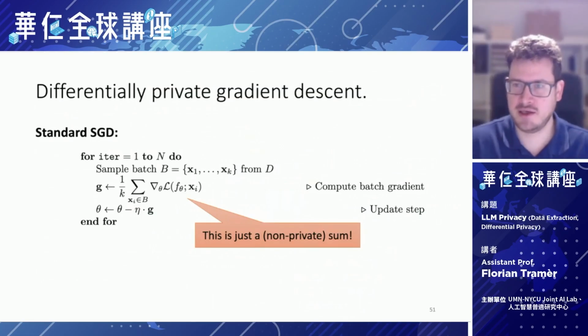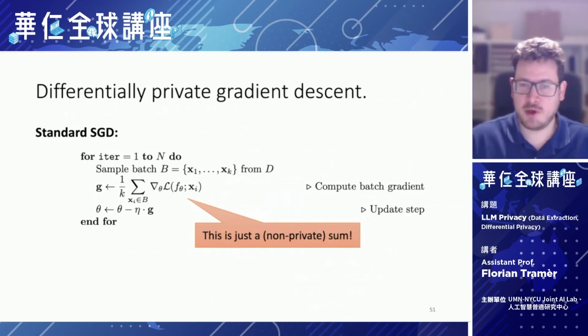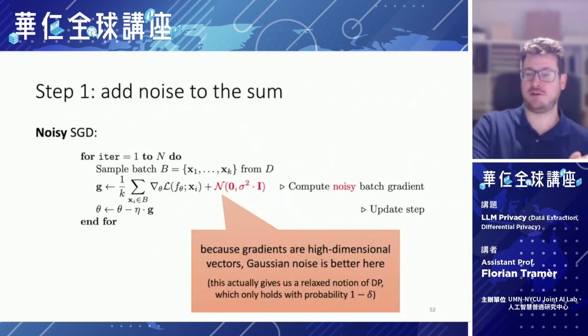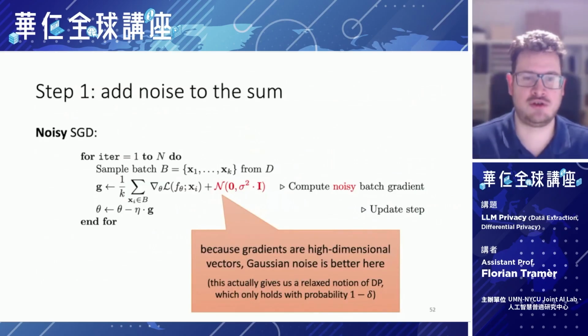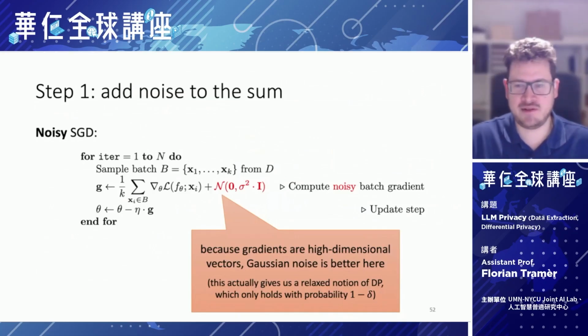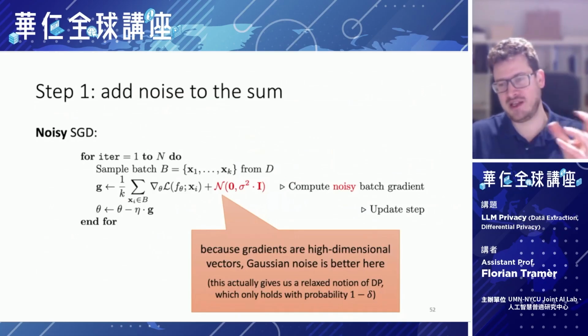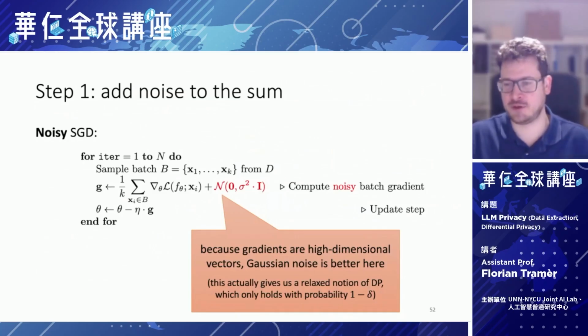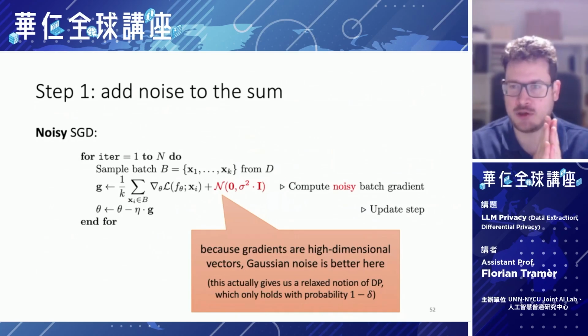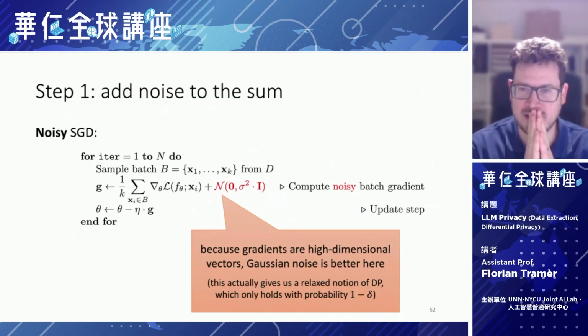And so we can actually apply the idea, something like the Laplace mechanism we just saw, to compute a differentially private sum. The small difference is that here we're not going to use Laplace noise, we're going to use Gaussian noise, because we're dealing here with high dimensional vectors. It turns out that Gaussian noise is actually better than Laplace noise for this. A slight technicality is that this means that we're not going to get exactly the definition of differential privacy that we just saw, but a relaxed notion where there's an additional failure probability delta. But this isn't too important here. Essentially, we're adding Gaussian noise to each gradient sum to make it private.